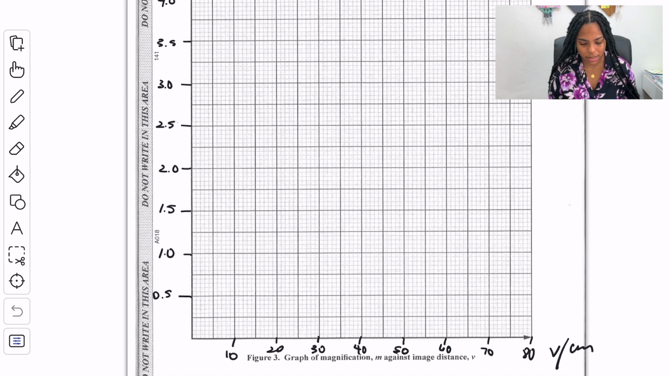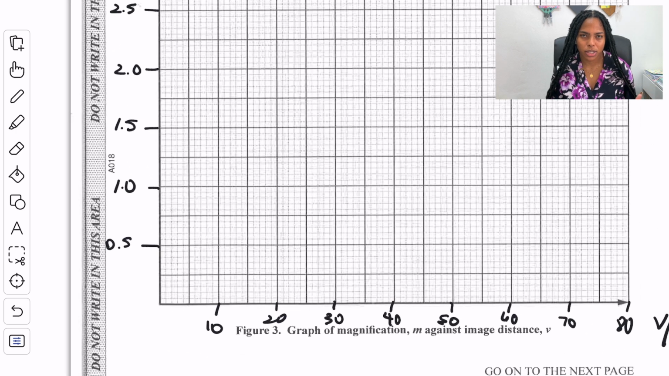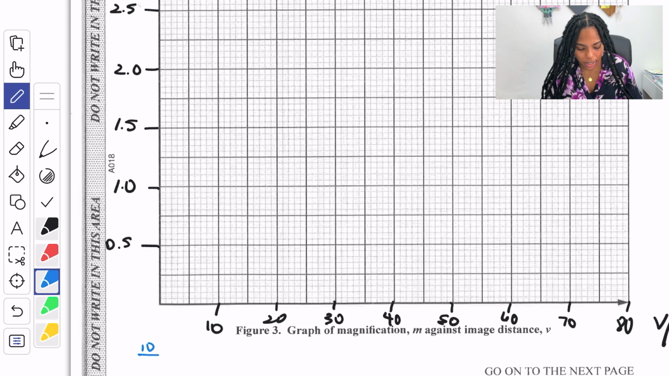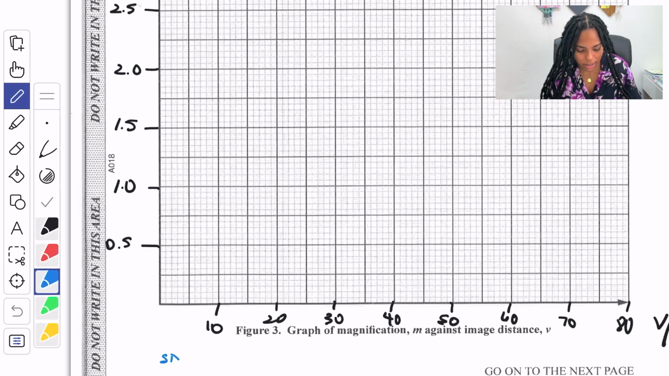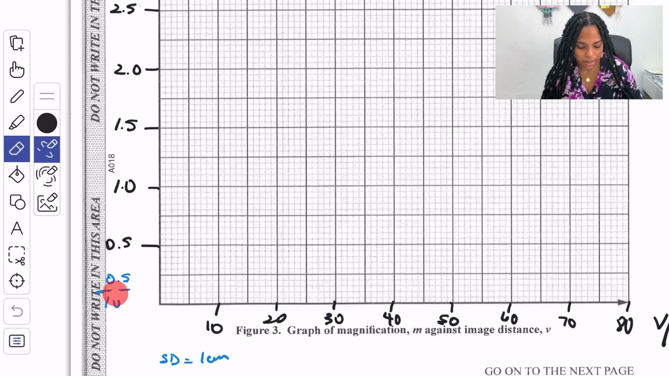Before starting to plot your points, come up with your smallest division so that if you have to read in between the points, you know the value of each of the tiny boxes. From here to here is 10, and there are 10 tiny boxes. So 10 divided by those 10 tiny boxes tells me that each tiny box is 1. So my smallest division on this side is 1 centimeter. Do the same thing for the other axis. Here to here is 0.5, and there are 10 tiny boxes, so 0.5 divided by 10 is 0.05.